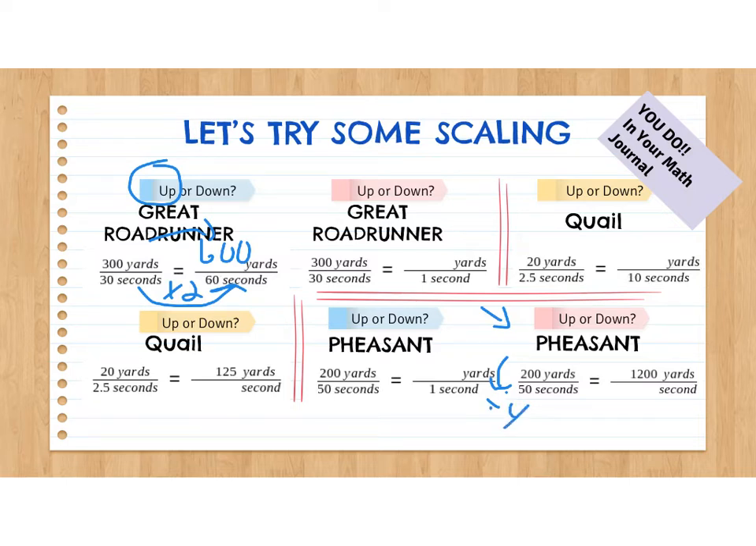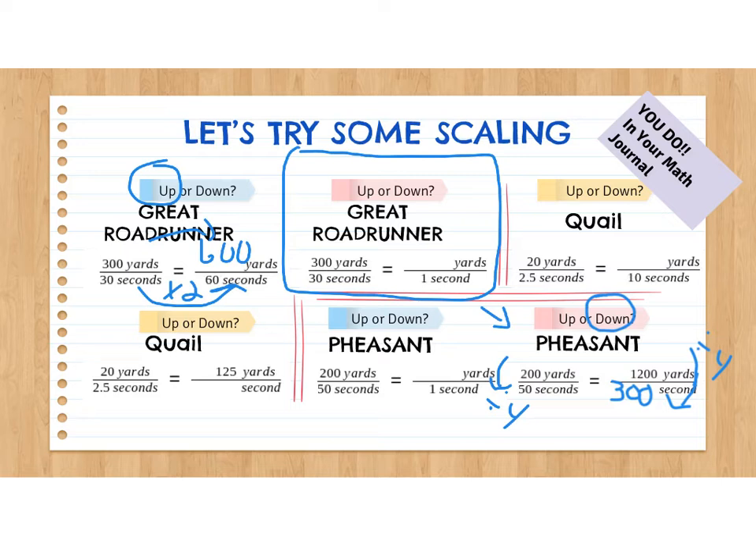If I divide 200 by 4 to get 50, I'm going to have to divide 1200 by 4, which gives me 300. So in this situation, since we were scaling down, since we're dividing, we scaled down. All right, now you're going to do these two on your own. Do the great runner. Then do the pheasant here. So if you'll pause the video, complete these in your journal, then resume the video and check your work.